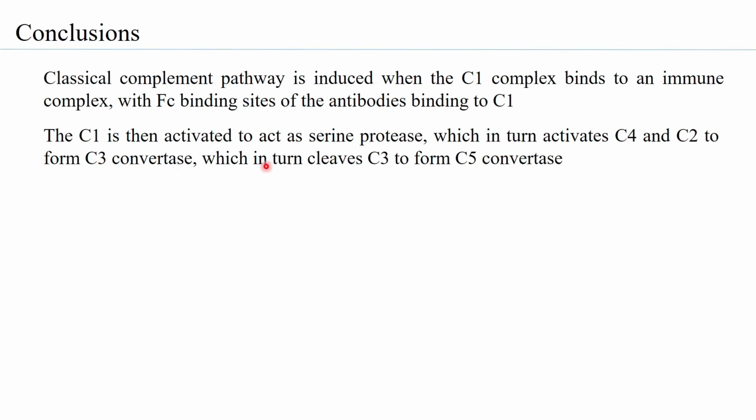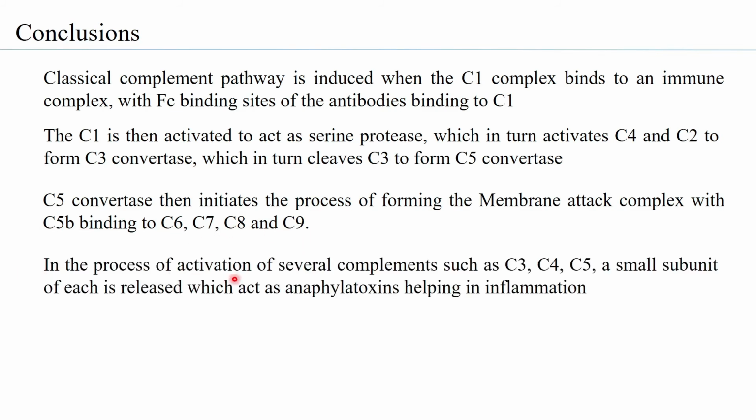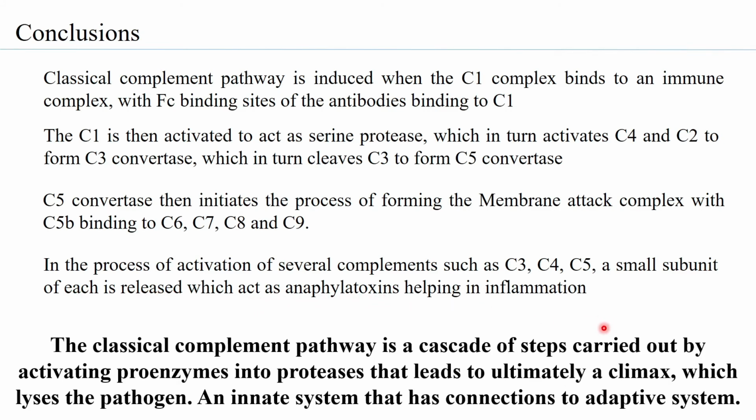And this C3 convertase then cleaves C3 to form C5 convertase, because we know that C3b will bind to C4b2a to form the C5 convertase. The C5 convertase then initiates the process of forming the membrane attack complex, with C5b binding to C6, 7, 8, and 9. In the process of activation of several complements such as C3, C4, C5, a small subunit of each is released, which in itself acts as an anaphylatoxin, helping in inflammation.